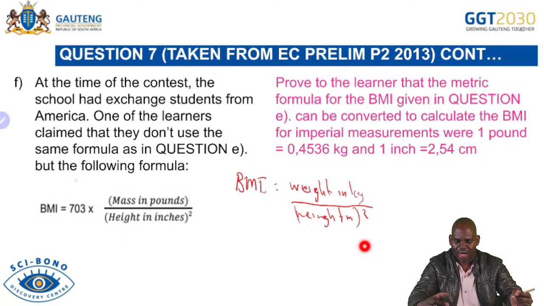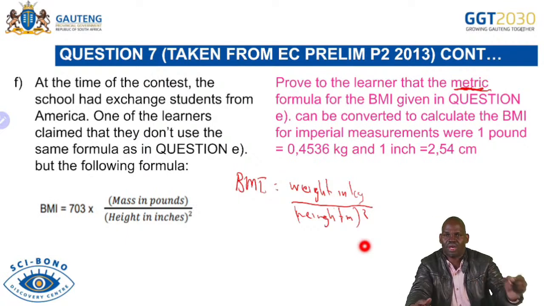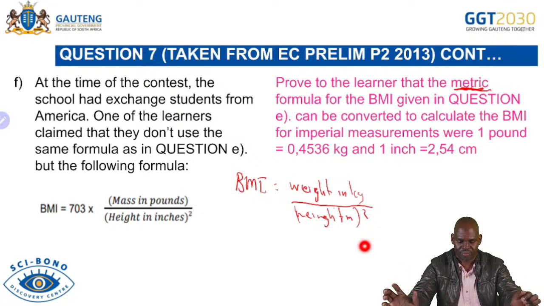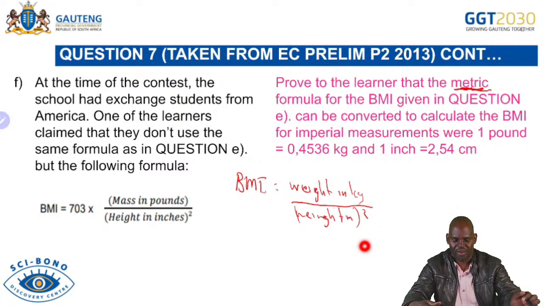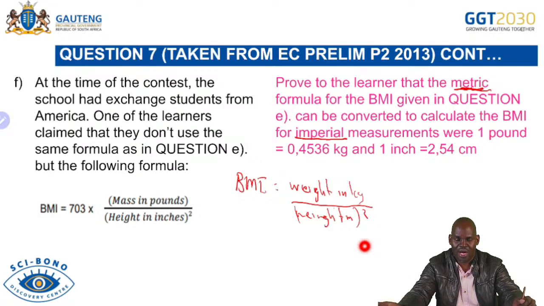Then they say, prove to the learner that the metric formula, think about the metric units. The metric units are the units that we are using in South Africa, the local units, for the BMI given in question E can be converted to calculate the BMI for imperial. Remember, metric to imperial. Imperial are those international units like pounds, inches, miles, and so on, where 1 pound is equal to 0.4536 kilograms and 1 inch is equal to 2.54 centimeters.